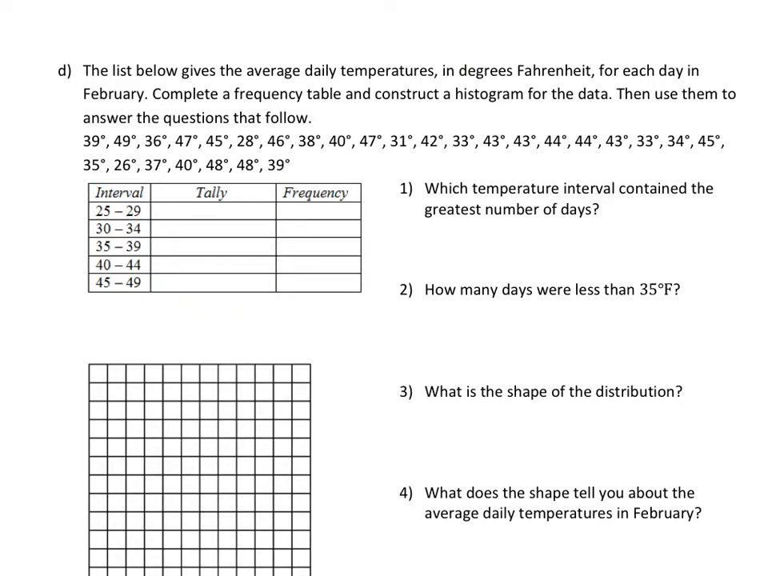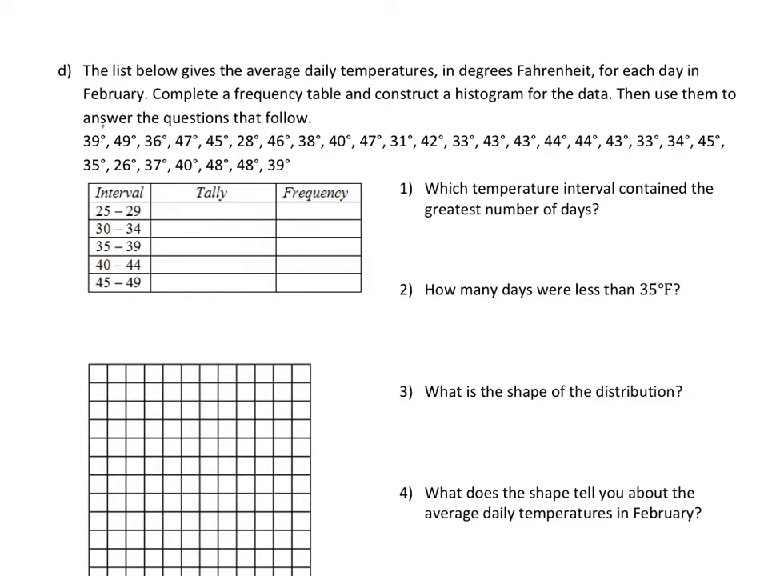Letter D. The list below gives the average daily temperatures in degrees Fahrenheit for each day in February. Complete a frequency table and construct a histogram for the data. Then use them to answer the questions that follow. So here we have a bunch of temperatures. And we've got this chart, interval, tally, and frequency. So we're given the intervals. We're just going to go through our list and tally them up and then count them at the end.